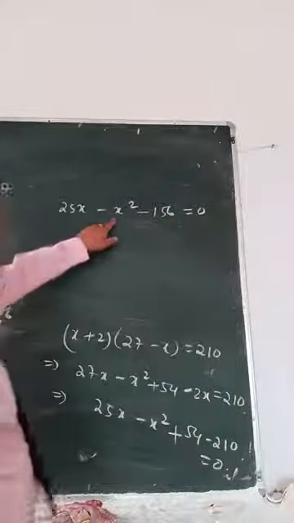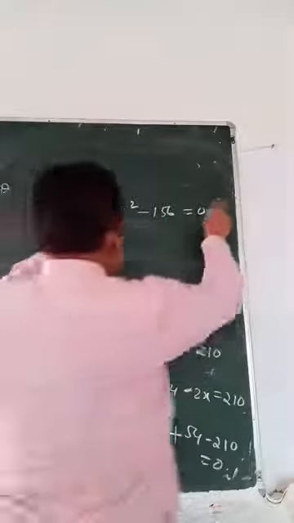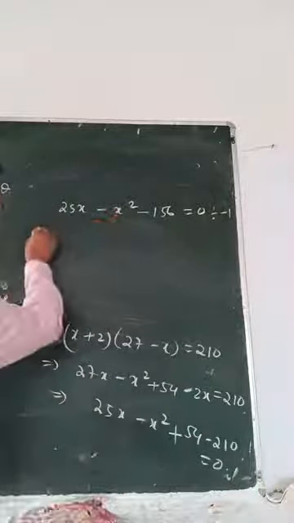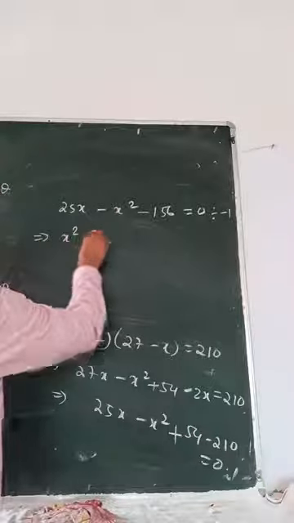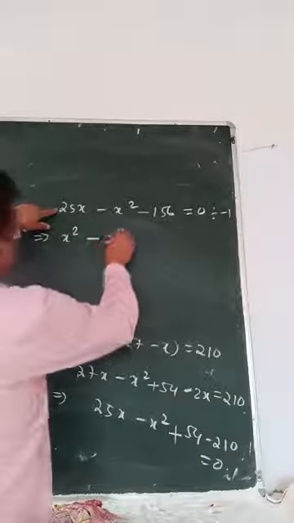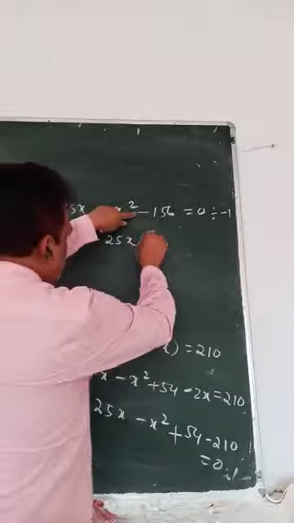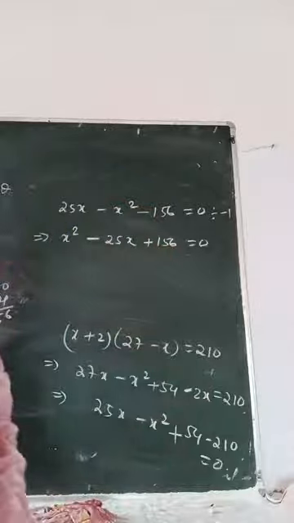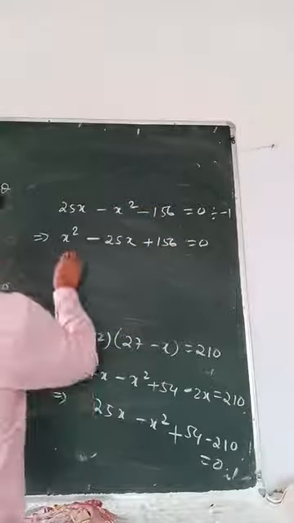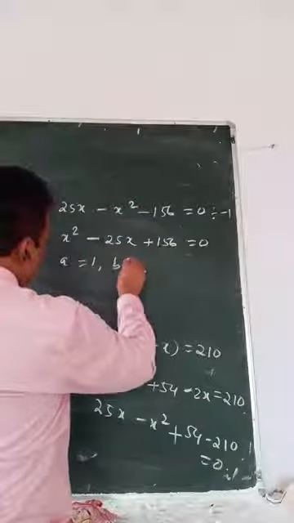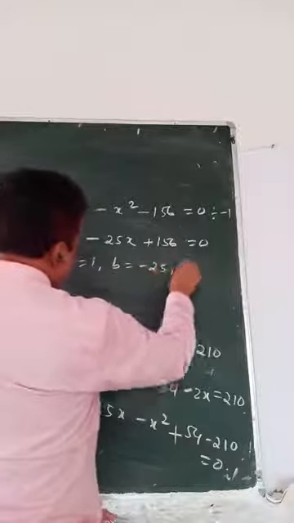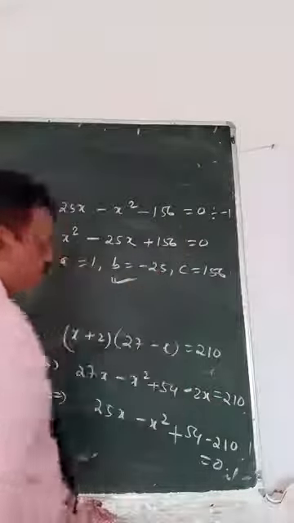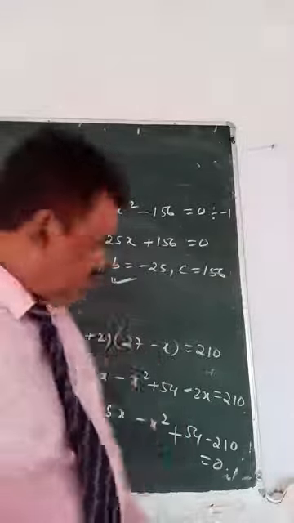So easy if you make this one plus. So divide by minus 1. That means this will be plus, this will be minus, this will be plus. This is easy to calculate. Okay, a equals 1, b equals minus 25, c equals 156. Now you try to solve this. I am leaving it for you. Okay, now see another question.